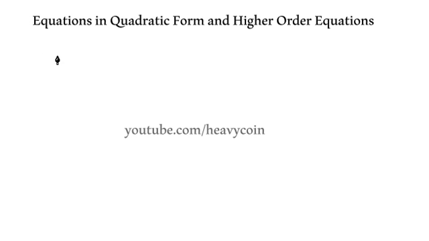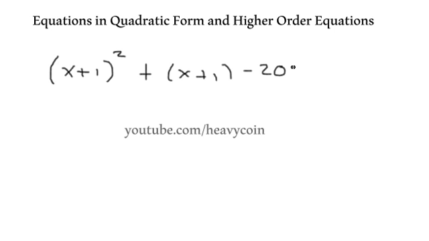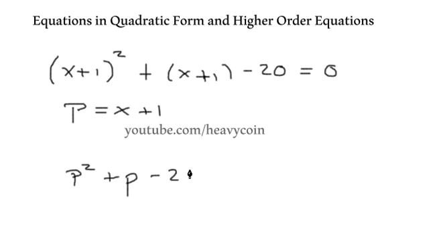This would be a different form here. x plus 1 quantity squared plus x plus 1 minus 20 is equal to 0. So what I'm going to do here is let p equal x plus 1. So that's going to make that p squared plus p minus 20, and by looking at this, pretty sure we can factor this guy.